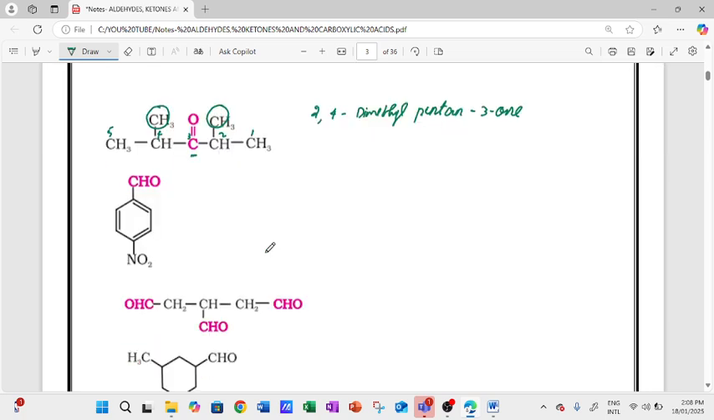And in this we are calling it benzaldehyde in the fourth position. Why? Because aldehyde is more prior. So that carbon is number 1, and this is 2, 3, 4.